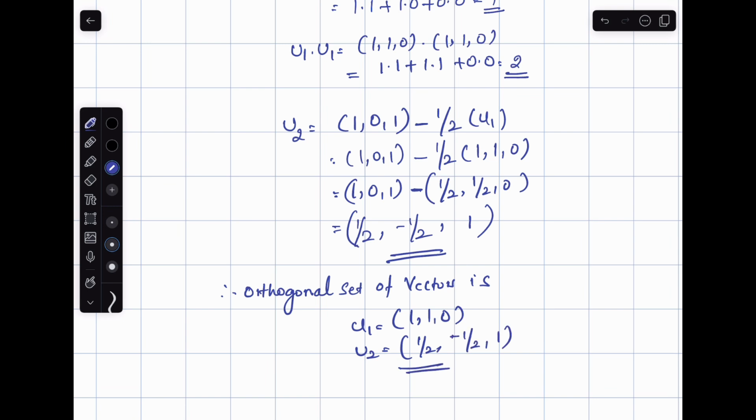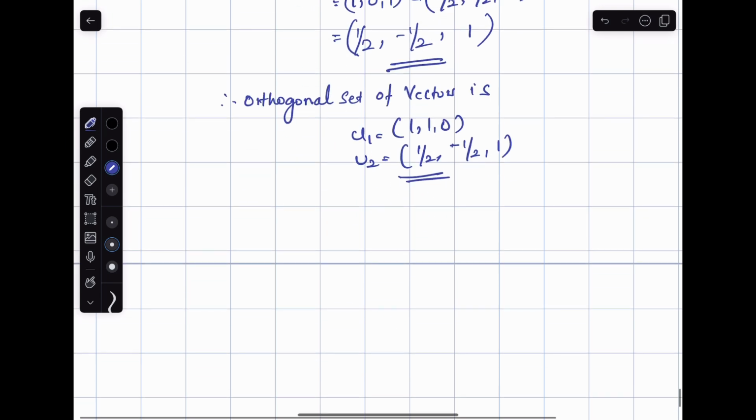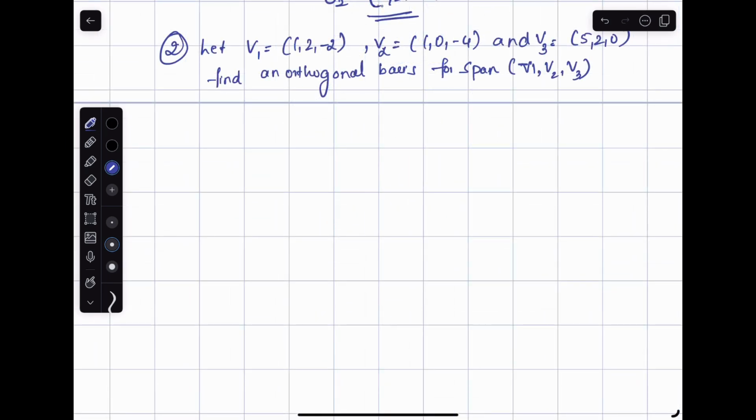Okay, let us take one more example with three vectors, and let's see how to do it, because we will have u1, u2, u3. The first thing we have to find is u1, which is equal to v1. Obviously, this problem does not mention the Gram-Schmidt method. They have asked to find an orthogonal basis, but we are using the Gram-Schmidt method to solve this orthogonal basis problem.